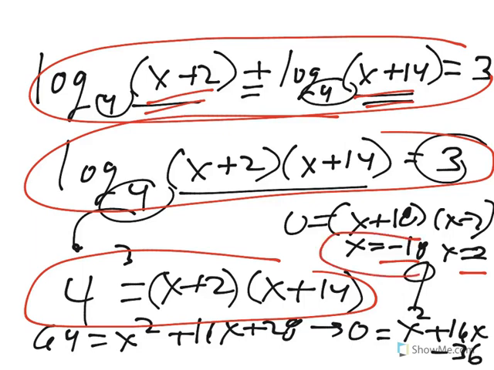And since negative 18 makes this and this negative, or even if it was just 1, we eliminate it. Now 2 doesn't make either of those things negative, so we keep it, and the answer is just x equals 2.